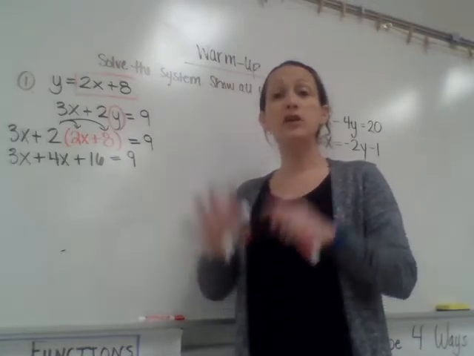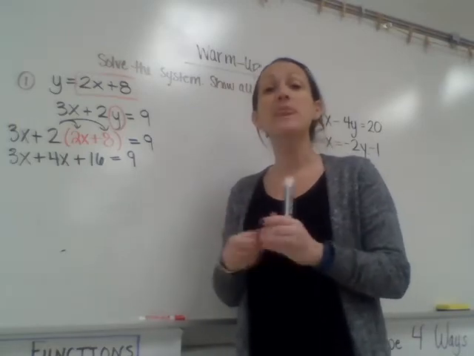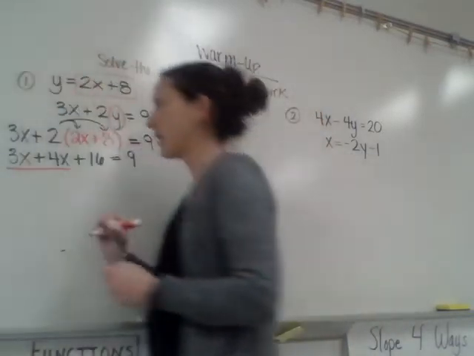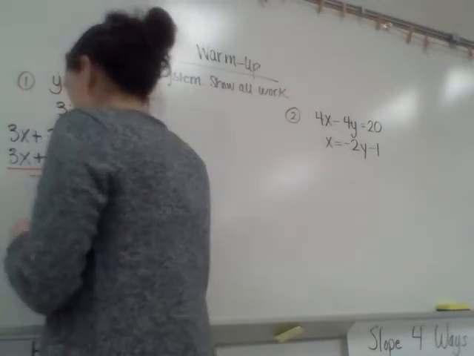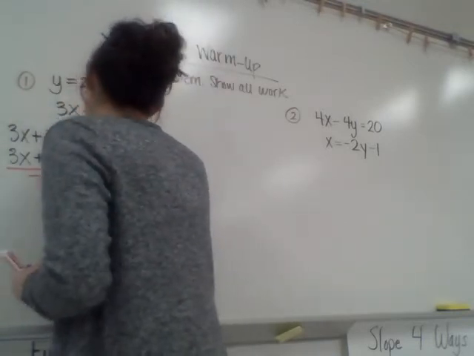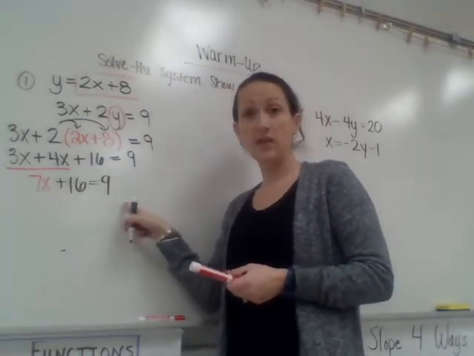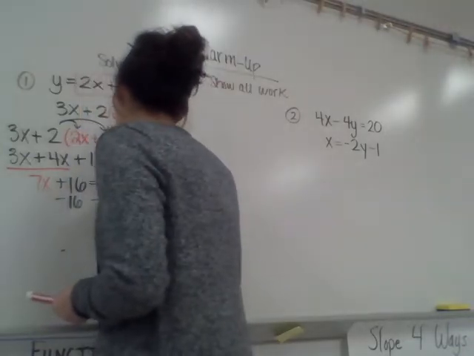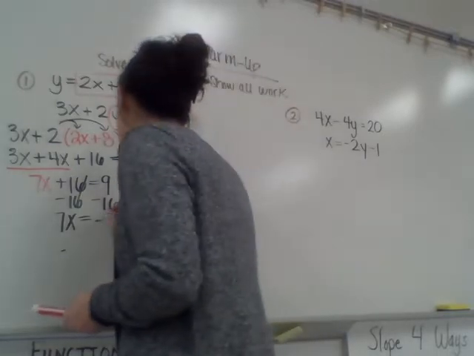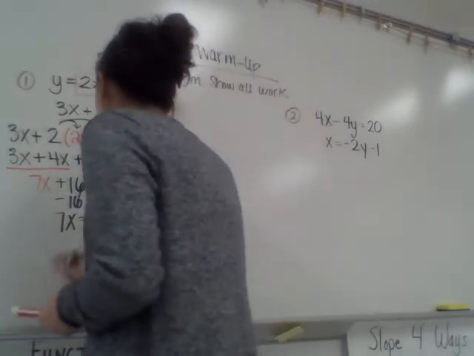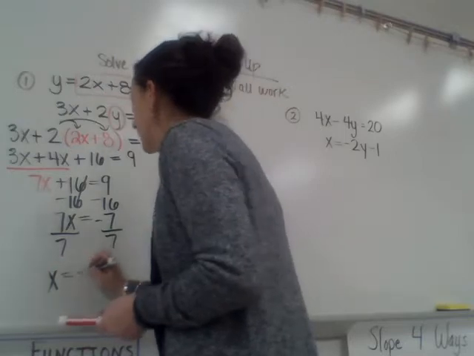Unlike yesterday, when you had x's on both sides and had to add or subtract to get your x's together, today the x's are on the same side. So I'm just going to combine them by adding 3x plus 4x to get 7x, then plus 16 is equal to 9. To get x by itself, I have to move the 16 to the other side of the equal sign, so I'm going to subtract 16. 7x is equal to a positive 9 minus 16, which is negative 7. Divide both sides by 7, and negative 7 divided by 7 is a negative 1.